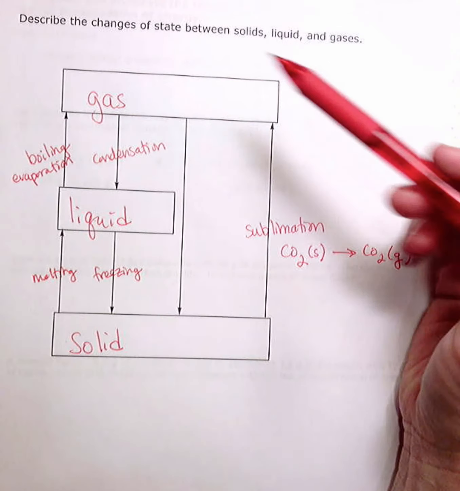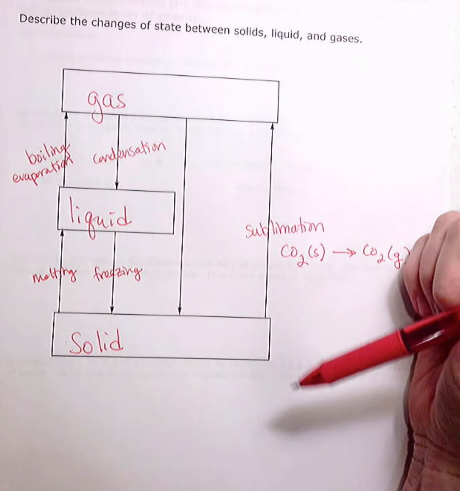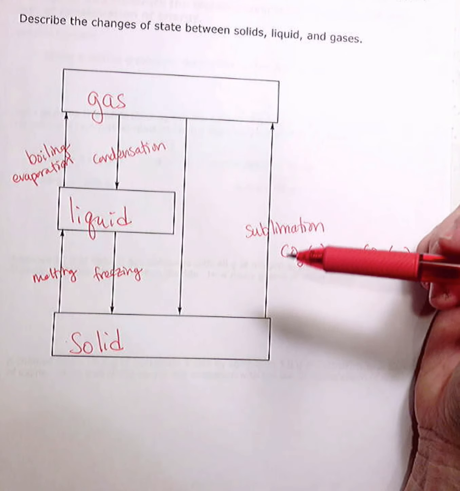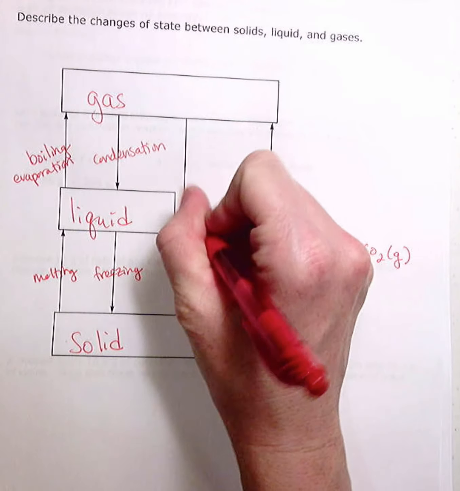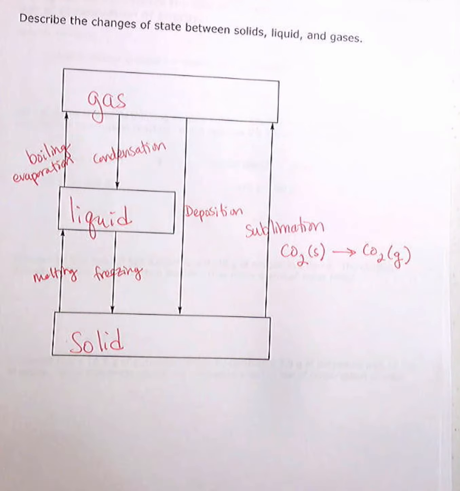Now, gas going to a solid is called deposition. Frost forms from water vapor in the air. It does not need rain in order to get frost to form on the ground. So think of frost for deposition.